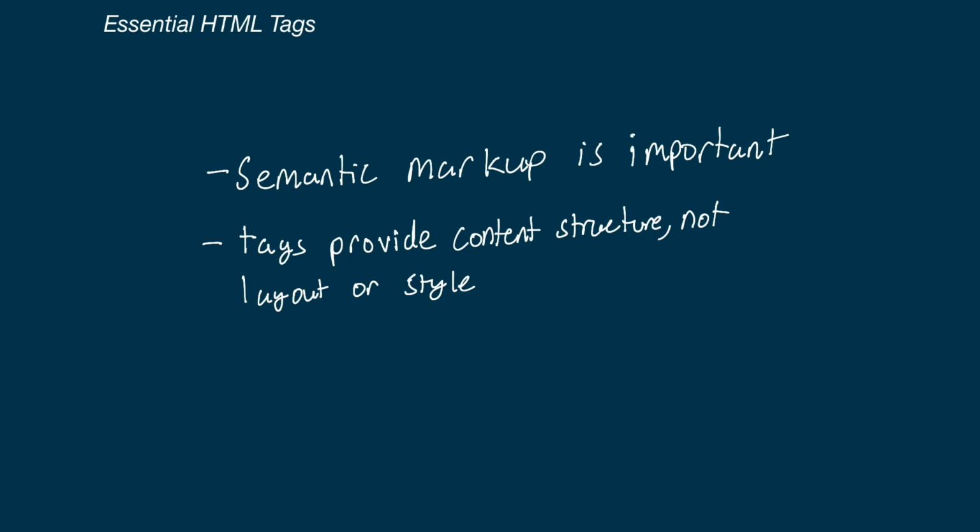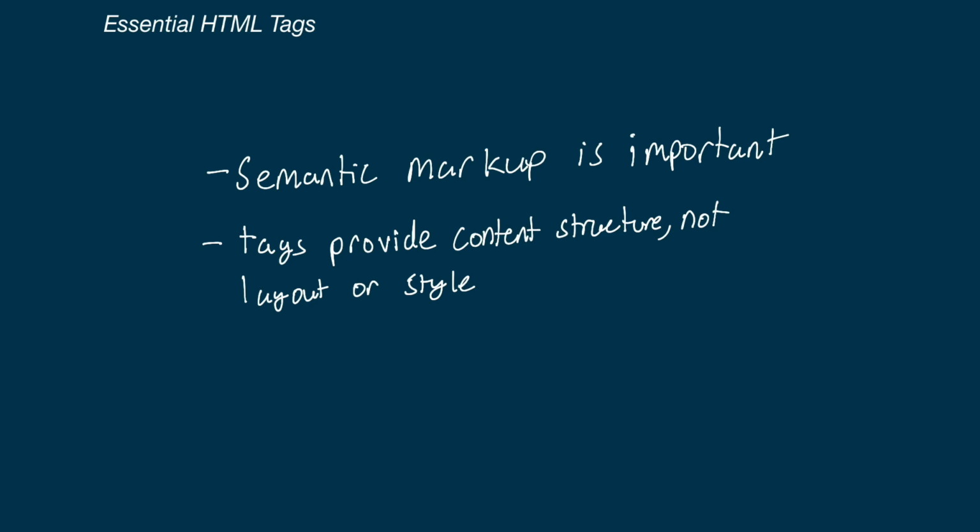As we go through these tags, one very important point to remember is how important semantic markup is, meaning that we want to always be using the correct tags for what our HTML means, what our content is. We need to be describing it as best as possible with our tags. And these tags provide content structure, not just layout and style. In fact, they don't provide layout and style at all. There are default layout and style properties that are applied by the browser, but HTML does not define what tags actually look like.